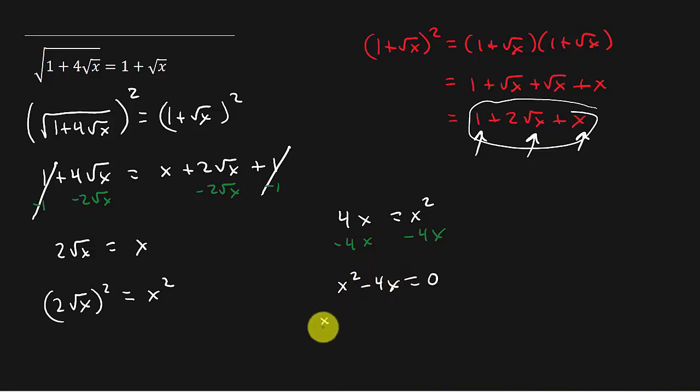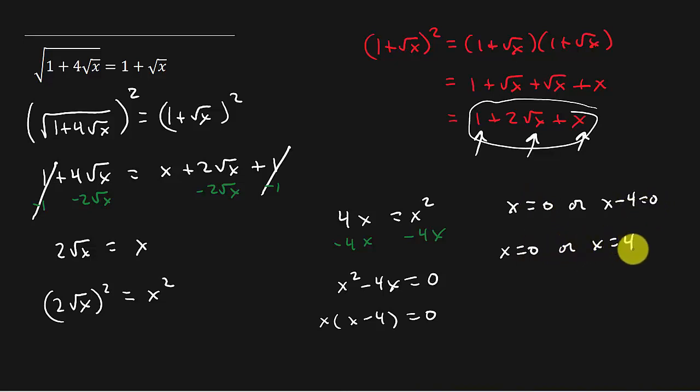And now I can factor out x. And that leaves me with x minus 4. And then I just set each one of these equal to 0. x equals 0, or x minus 4 equals 0. And so that is going to give me x equals 0, which is just this one. I didn't have to write it again, but I did. And then here, when I add the 4 to both sides, I get x equals 4.